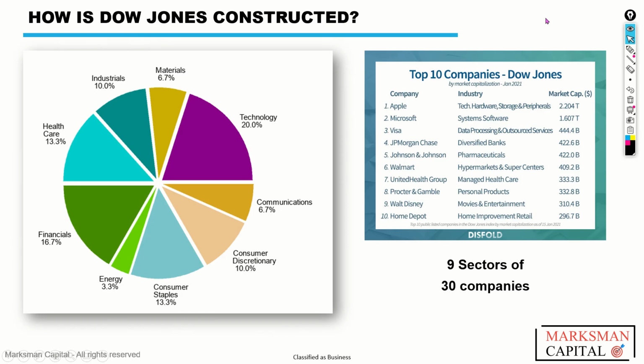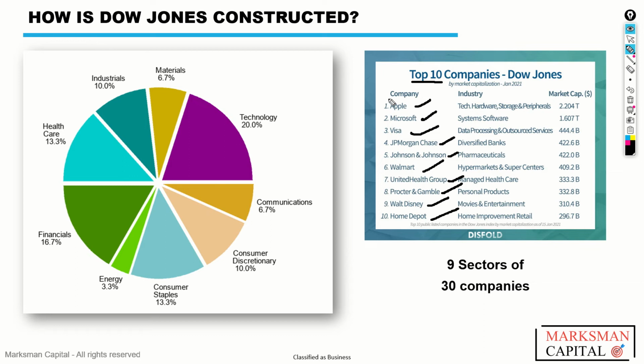So now let's say, how is Dow Jones constructed? Dow Jones comprises about 9 sectors, and it has 30 companies included inside the Dow Jones index. So here are the major top 10 companies. You have Apple, Microsoft, Visa, JP Morgan, Johnson & Johnson, Walmart, then the biggest healthcare company, United Health, Procter & Gamble, Walt Disney, and Home Depot.